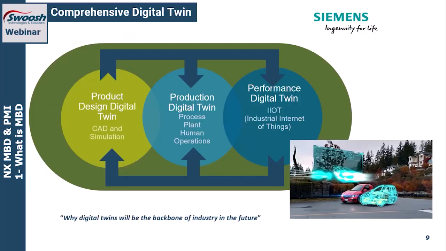Looking at the comprehensive digital twin is encompassing these three core categories here: product design digital twin, production digital twin, and performance digital twin. Your product design digital twin consists of the CAD and the simulation. The production digital twin is the process, plant, and human operations here. And then the performance digital twin is the IIoT, or the Industrial Internet of Things. Essentially the reuse of this data, being able to share that within the cloud, and having somebody grab this information very quickly to use inside their design process or their part of the job.